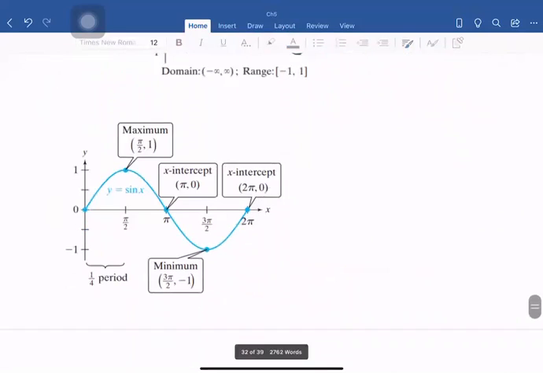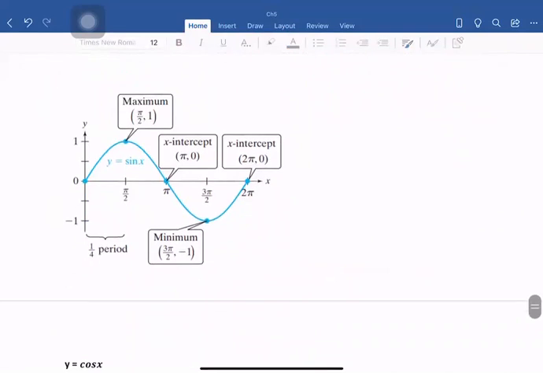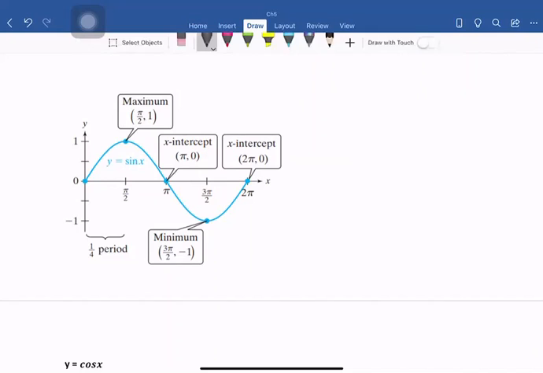And there are 5 important points on one full cycle. The first one is the starting point, here. The second one on the sine x is the maximum point. Then the x-intercept, where the y value is 0. Next point, x equals 3 pi over 2, is the minimum value. That's -1. Next point is 2 pi.